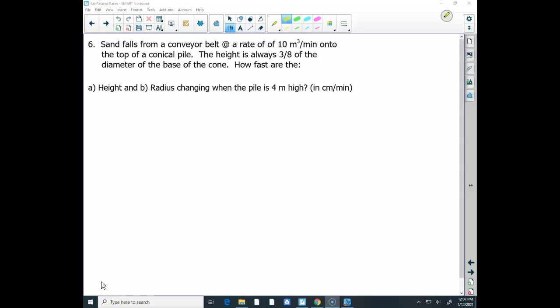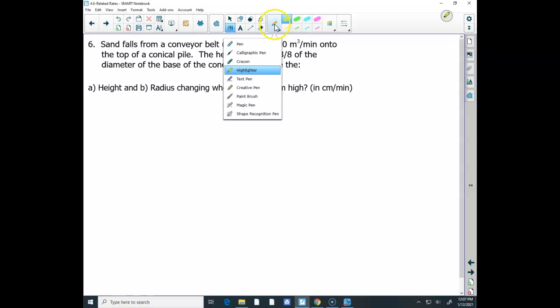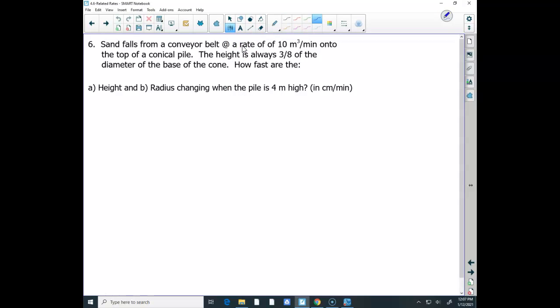But sand falls from a conveyor belt at a rate of 10 cubic meters per minute onto the top of a conical pile. Okay? Conical pile, what does that mean? Well, a conical pile is, and I got my little conveyor belt coming up. A little wheel there, comes down, a wheel there, and the stuff is coming up and it's dropping on top of the pile. Okay, conical pile is basically, it's just a cone.